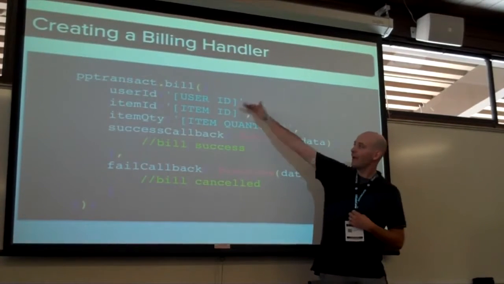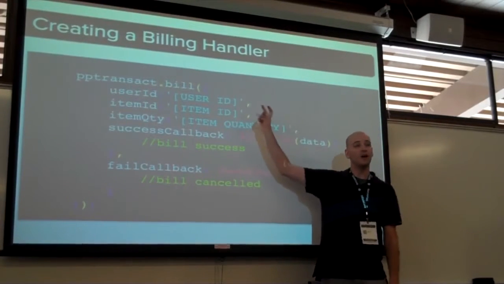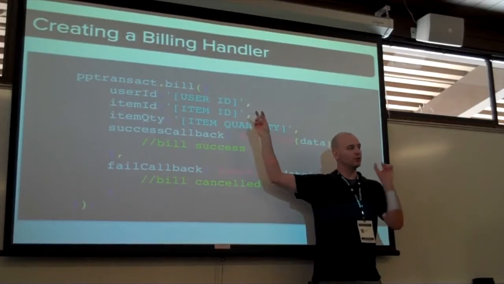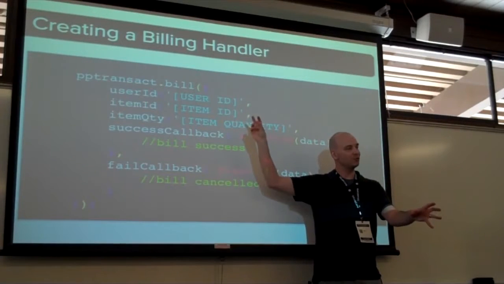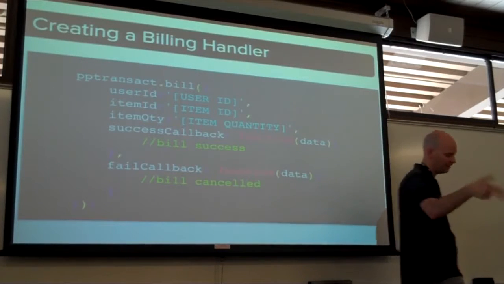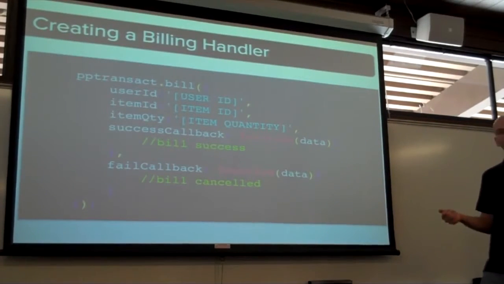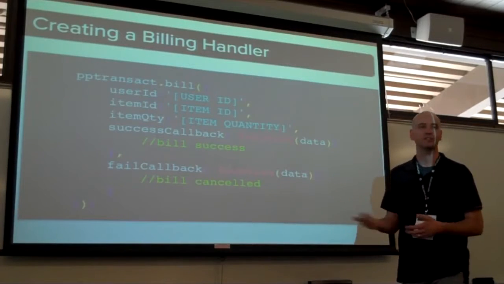So you're going to have the user ID of the current user, the item ID, and these can obviously be bound to your existing inventory and identity stores via those webhooks. Then the item quantity, again, from the inventory store or however many items the user has chosen. And then, like in any good old jQuery-ish function, we have success and fail cases.